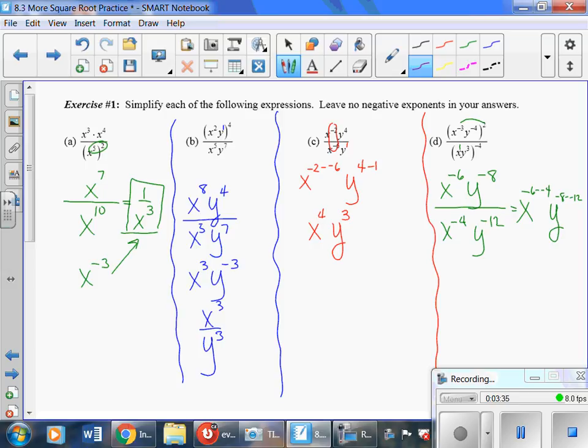Now, you don't have to do that out the way that I did. I just want to show you where numbers come from. So for x, when you do negative 6 plus 4, you get negative 2. For y, negative 8 plus 12, and you get y to the 4th. But no negative exponents, so the y to the 4th is allowed to stay up in the top, where x squared has to go downstairs.